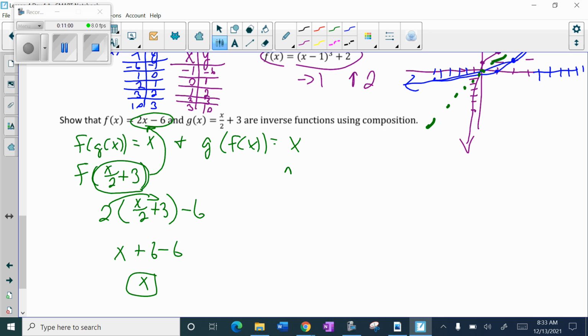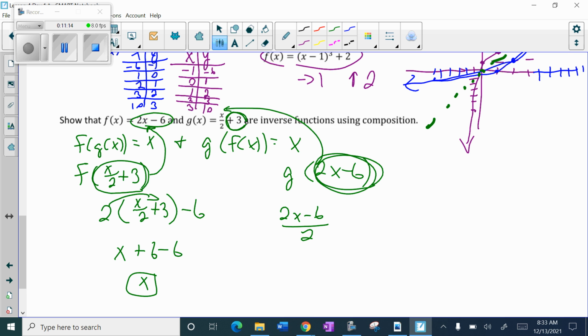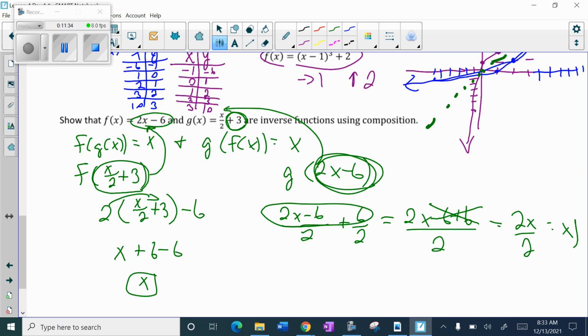So g of 2x minus 6. So I'm going to take this and I'm going to plug it in for x right there. So I have 2x minus 6 over 2. And I'm going to combine this 3 with that. So instead of saying 3 over 1, I'm going to say 6 over 2, because 6 over 2 is the same thing as 3. And so now I'm able to combine the top. So I have 2x minus 6 plus 6 over 2. So if you'll notice, these 6's now cancel out, and I get 2x over 2, which gives me x. So now I can say that they are inverses. I've proved that those 2 functions are inverses of each other.